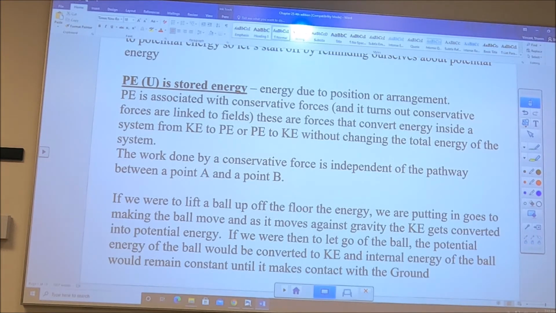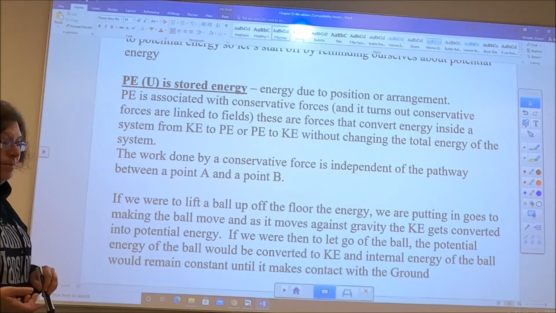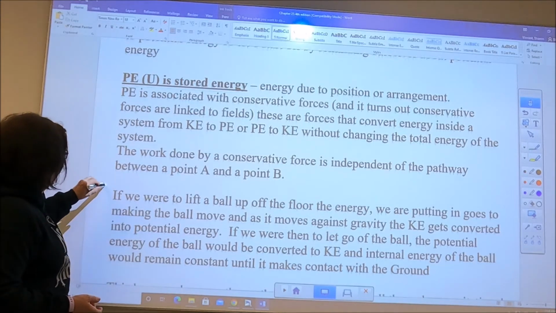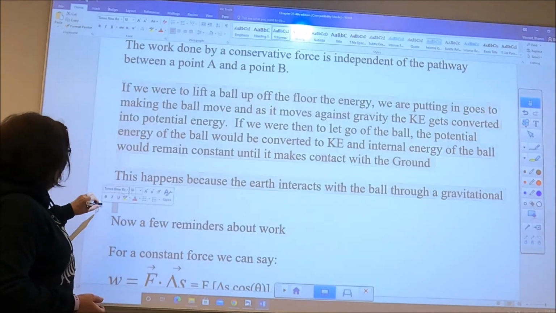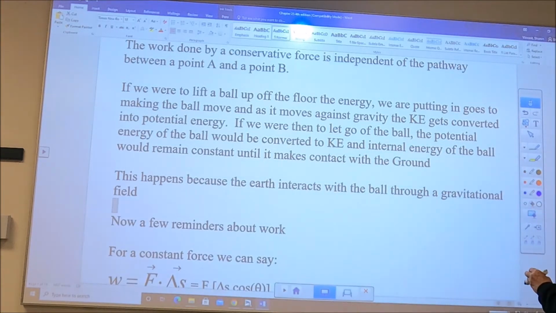So, for example, if we were to lift a ball off the floor, we put energy in, it makes the ball move, we move it against gravity, and the kinetic energy that the ball has is being converted to potential energy. If we were to let go of the ball, then the potential energy of the ball would be converted to kinetic energy, and the internal energy of the ball would remain constant until it makes contact with the ground. This happens because the ball is interacting with the earth through a gravitational field.